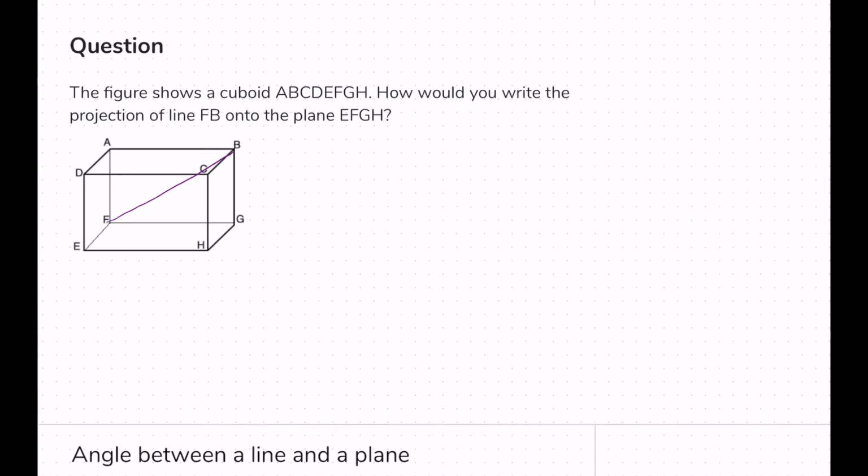So if I were to think of EFGH as being the floor, what would the shadow be of the line FB onto the floor? Well, we can see that B, the light would hit G, and so it would all move down here. If I'm looking above it and looking at that plane, then this becomes that line there. So how would I write the projection of FB onto the plane EFGH? Well, I would write it FG.